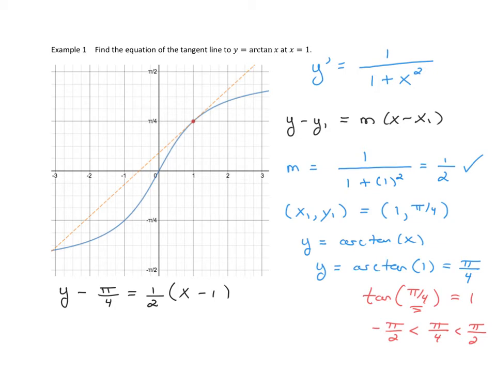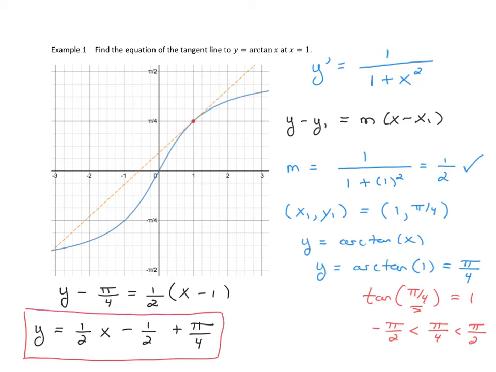We could also solve it for y. This is y is equal to, if I distribute the 1/2, I get 1/2 x minus 1/2 plus pi over 4. And we could leave the answer just like this. I mean, either is going to be fine, but this is of the form y equals mx plus b, and there it is. But, you know, where does this thing come from? Why is this the formula for the derivative? Let's check that out next.